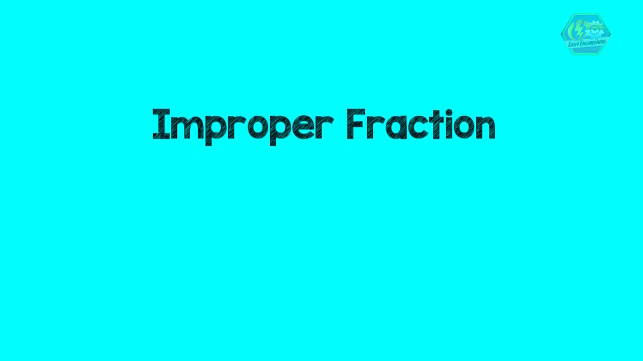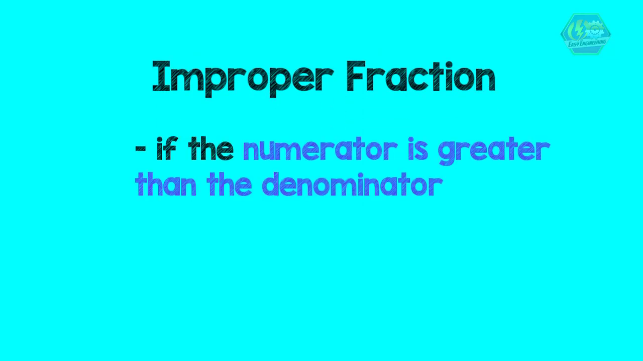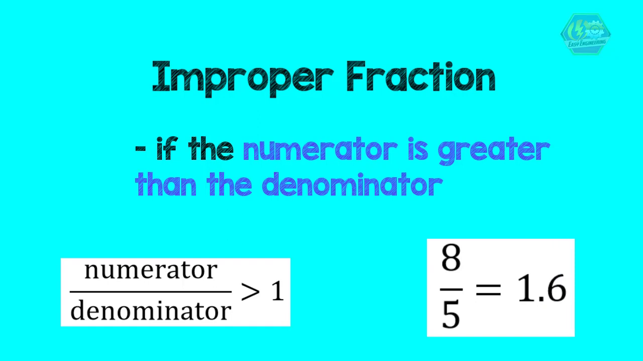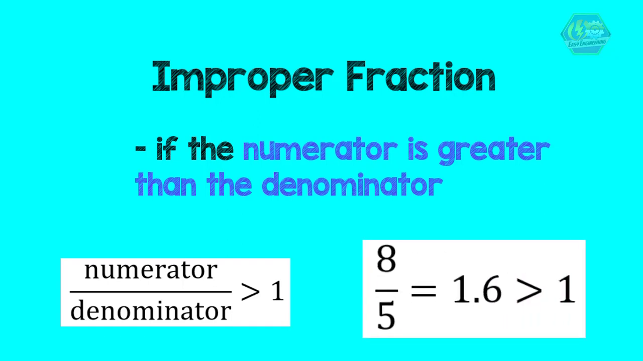Another type of fraction is the improper fraction. It is a fraction where the numerator is greater than the denominator, and also the value of that fraction is greater than 1. So if you have a fraction of 8 over 5, we can see that the numerator is greater than the denominator, and also 8 over 5 is equal to 1.6 if written in decimals, which is greater than 1 obviously. Therefore, this is an improper fraction.